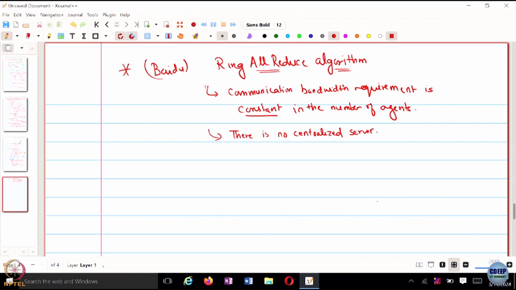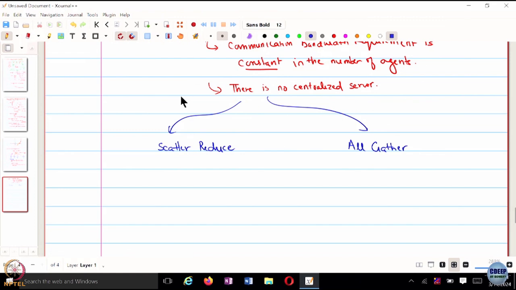This particular algorithm has two steps, just like ADMM you had seen, right? It has scatter reduce and all gather. The way this works is, to start with, at the end of the kth iteration, every agent knows the current weights WK. Okay, let's say this is the case.